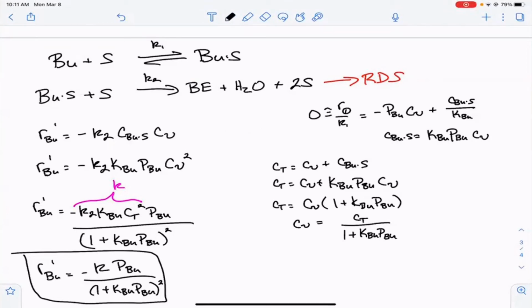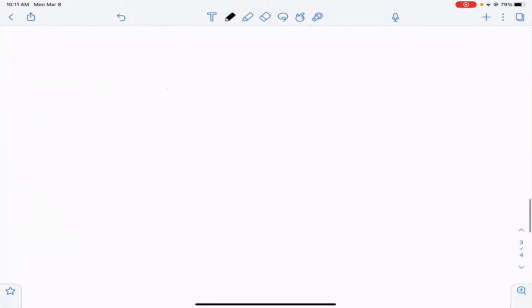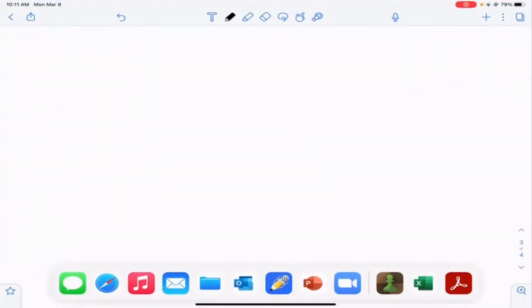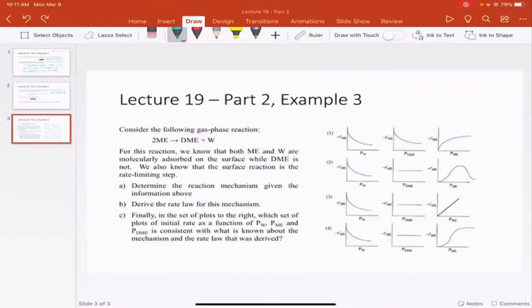Okay. So does anybody have questions about either the second or third proposed mechanisms, or how the third mechanism is consistent with what was proposed as the rate law? Okay. So if that's the case, let's move on to our third and final example today. And this one has a little bit of experimental data to go with it.